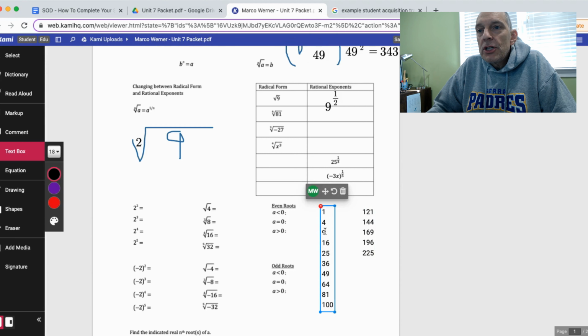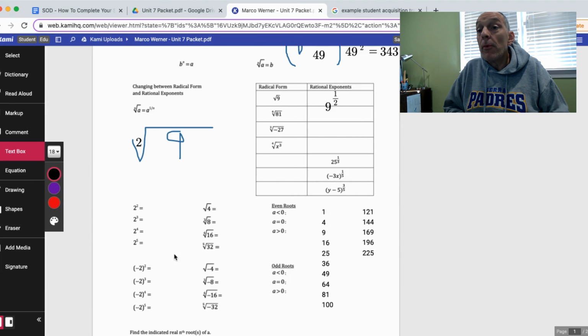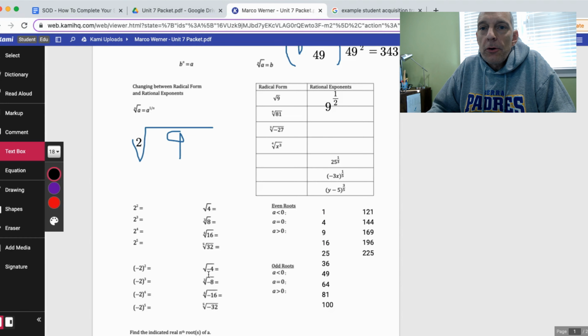You will have a much easier time in this unit and in math going forward if you have these first 15 perfect squares solidly memorized. It'll be really helpful, not just in what you're doing here, but further on down the road.